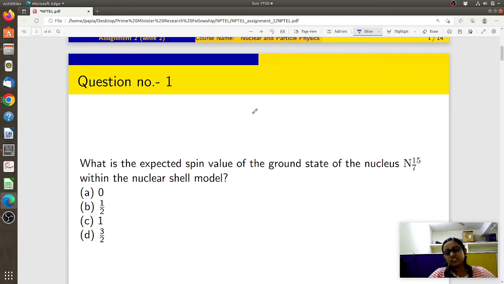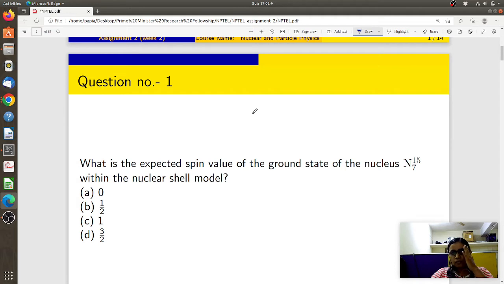The first question is: what is the expected spin value of the ground state of the nucleus N-15 within the nuclear shell model? The four options are 0, 1/2, 1 and 3/2.